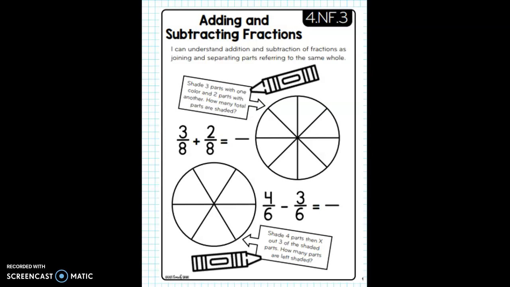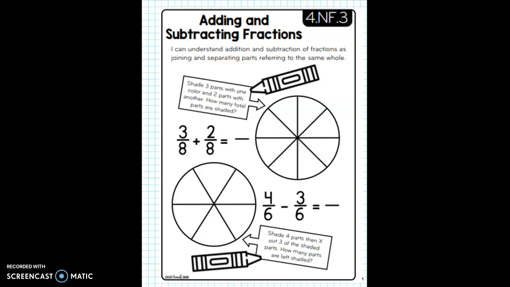When adding and subtracting fractions, the most important thing to remember is that fractions must have the same denominator. The number on the bottom must be the same in order to add or subtract. We have two examples here, 3/8 plus 2/8.